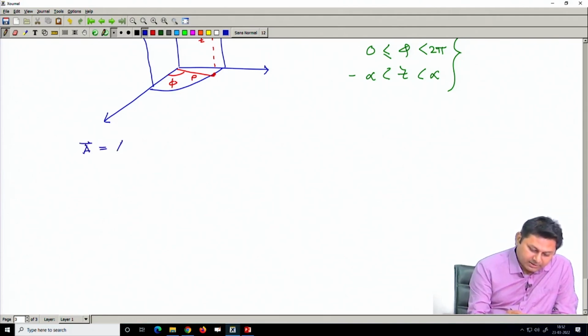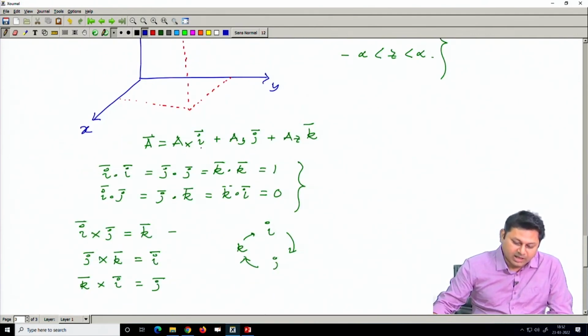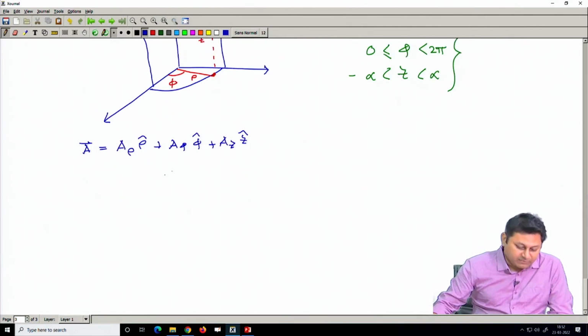So vector A can be written as the component A rho, rho unit vector, plus A phi, phi unit vector, plus A z, z unit vector. Now the same vector I defined previously in a different way, Ax i, Ay j, Az k. Again the same vector A I can define in this way. Note that the bases are now changed. Not only that, based on the changed basis, we also have to change the components A rho, A phi, A z, but at the end of the day we are defining the same vector.